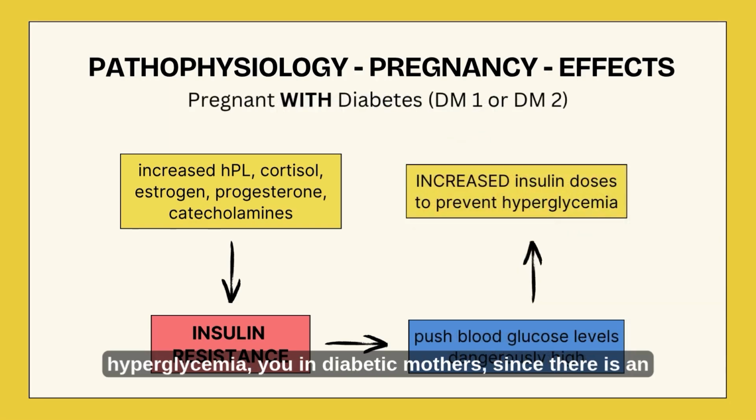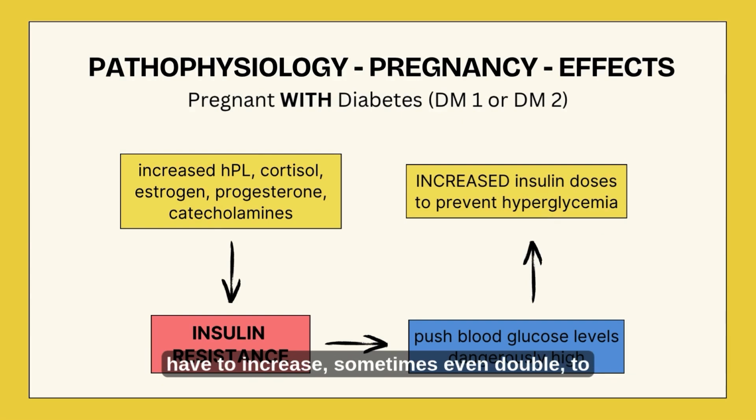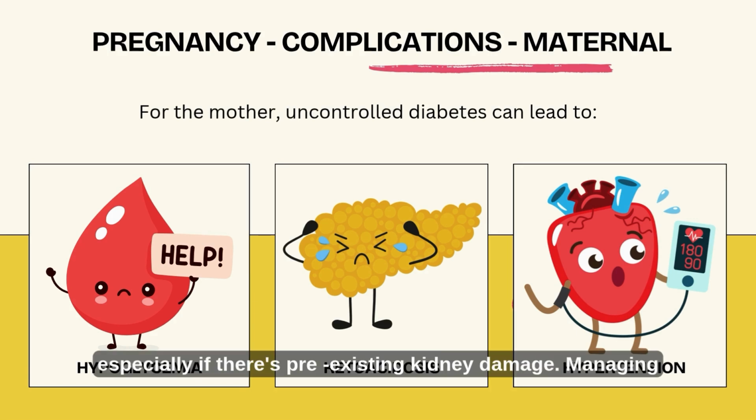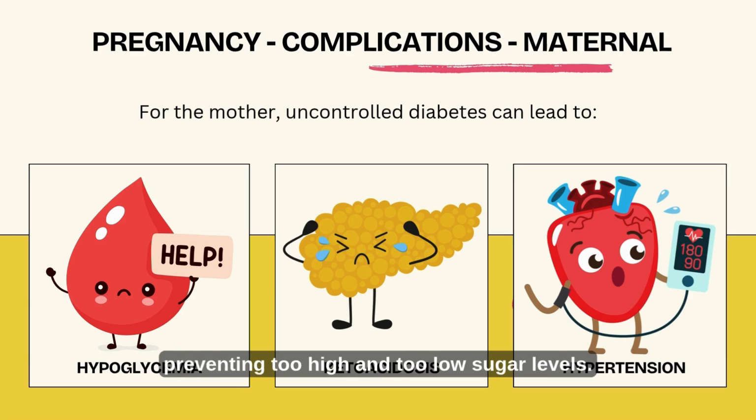But in diabetic mothers, since there is insulin resistance, insulin doses often have to increase, sometimes even double, to prevent hyperglycemia, because this resistance can push blood glucose levels dangerously high, especially starting around week 24, which can be dangerous for both mom and baby. For the mother, uncontrolled diabetes can lead to hypoglycemia, ketoacidosis, and hypertension, especially if there's pre-existing kidney damage. Managing blood glucose becomes a daily balancing act between preventing too high and too low sugar levels.